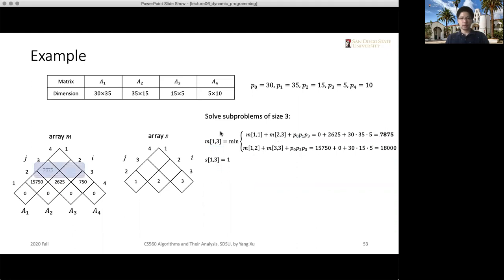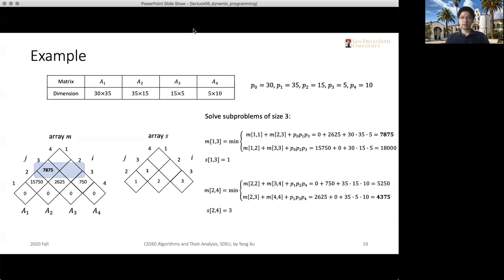Okay, so the first value is 7,875, and similarly we solve the next subproblem of size 3, which is this entry, and we can obtain the solution to be 4,375. Okay, so we have these two new numbers, and the two new numbers are also placed in S. Okay, so we are building this pyramid, or we are filling these matrices from bottom to top, in a bottom-up way. We first fill up the lowest level and the one level above until we reach the top. So the top element here will contain the final solution that we want, right?